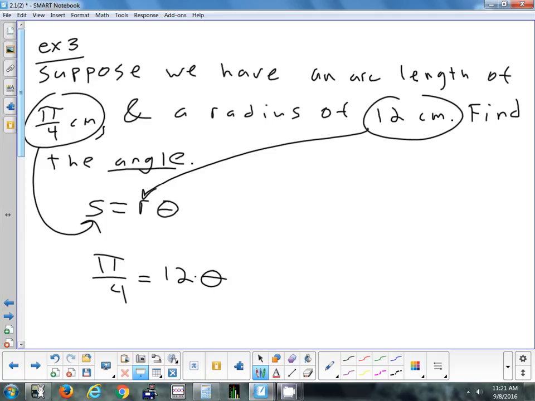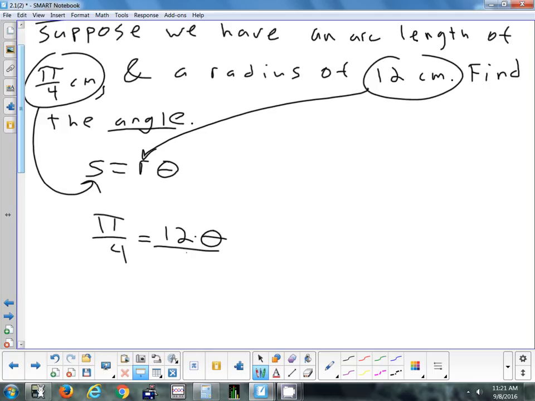Okay, so Shakira, how do I get that 12 on the other side? Could you divide it by 12? Yeah, divide by 12, which is exactly the same as just multiplying by 1/12. Okay, so I'm just going to throw the 12 in the denominator. 12s cancel out. And I get an angle of pi over 48. Okay, that's an angle. That's equal to theta.